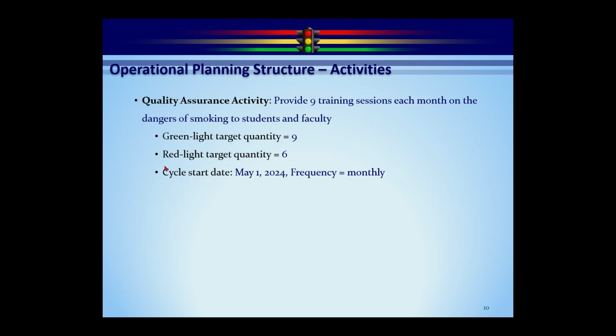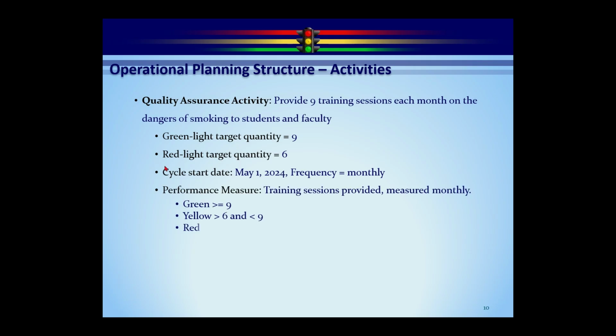Then you move into June 1, and the end of June will be the ending date. So there's always an ending date. In this case, it's calculated versus entered. Our performance measure is calculated for you in this particular case. So it's going to be training sessions provided, measured monthly, and then our green, yellow, and red values in here.